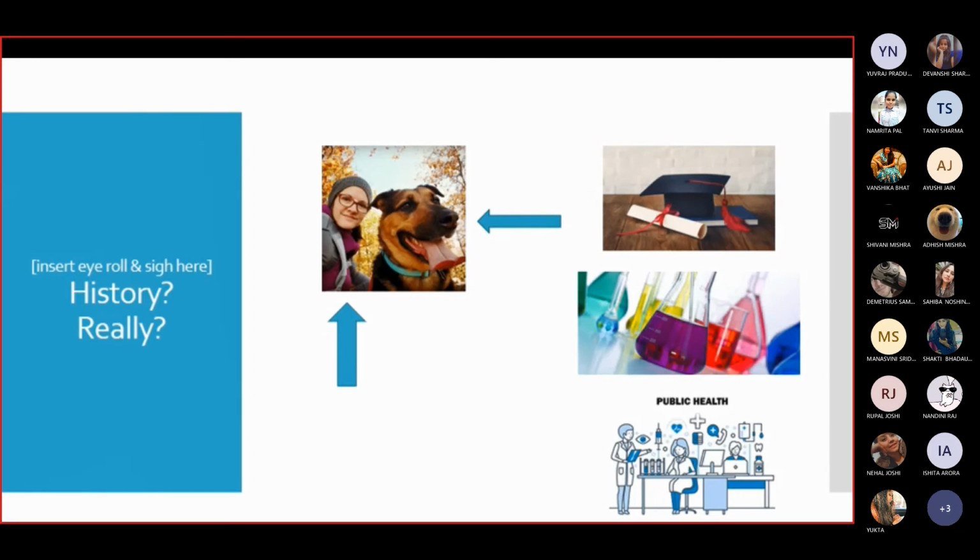Anyway, long story short, I believe that knowing the history of things is very, very important. So knowing where we came from can help us get where we are going. And that is why we're going to talk about the history of molecular.